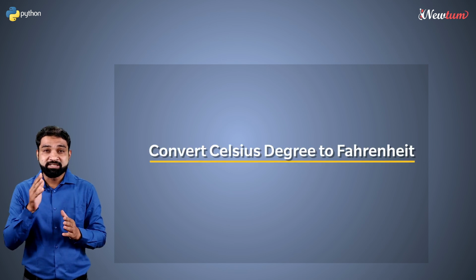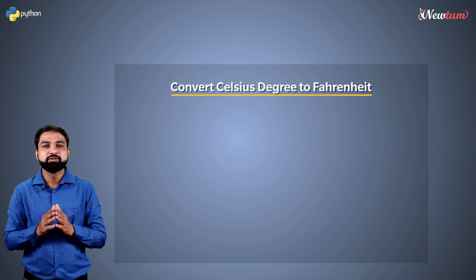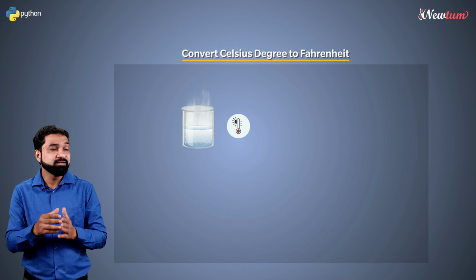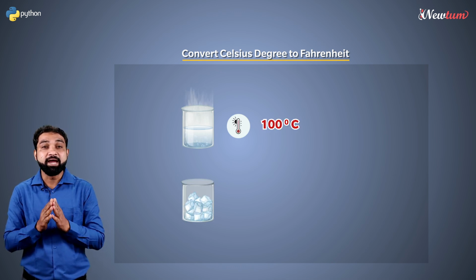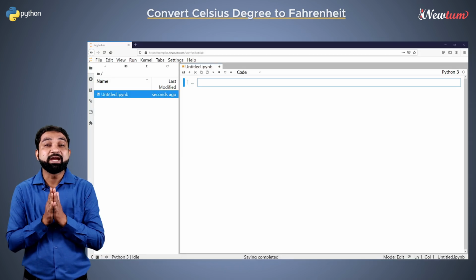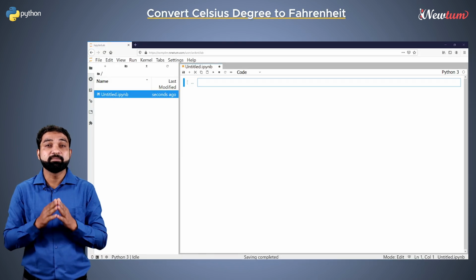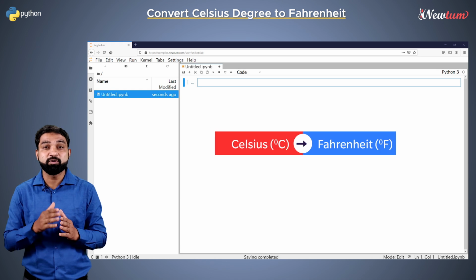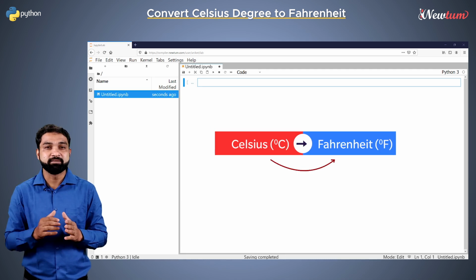The first basic example is to convert Celsius degrees to Fahrenheit. So, we know that water boils at 100 degrees Celsius and freezes at 0 degrees Celsius. Here, we will write a program that converts boiling and freezing water points from the Celsius into the Fahrenheit scale.